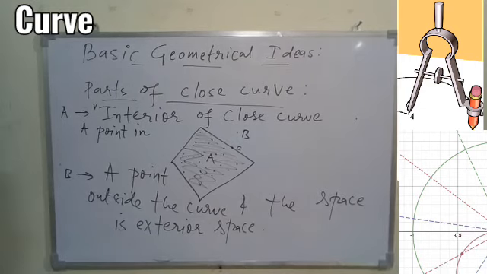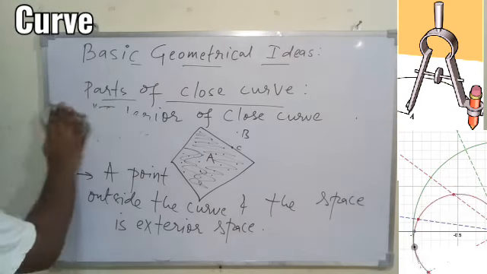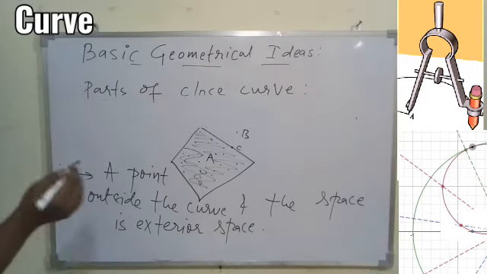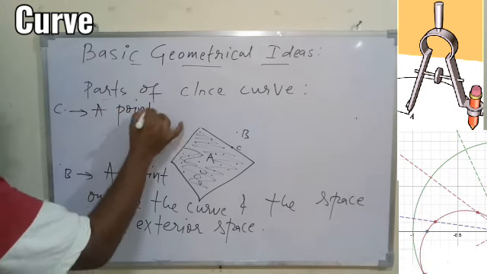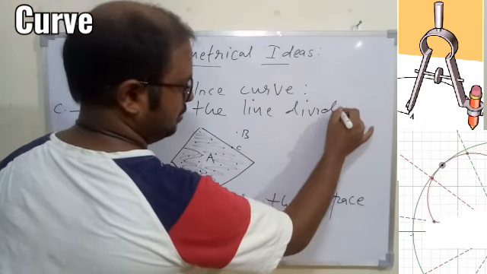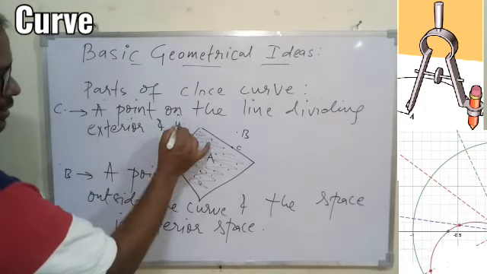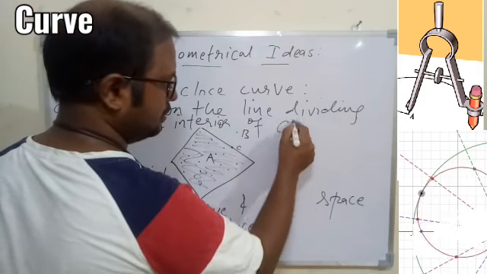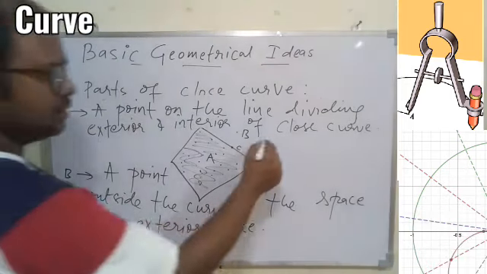And the point C is on the line which is dividing the interior and exterior space. So this line is called boundary. So we can say a point on the line dividing exterior and interior of space or closed curve, and this line is called boundary.